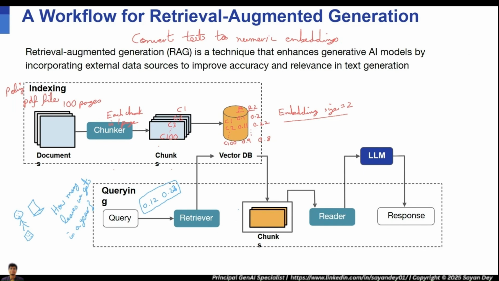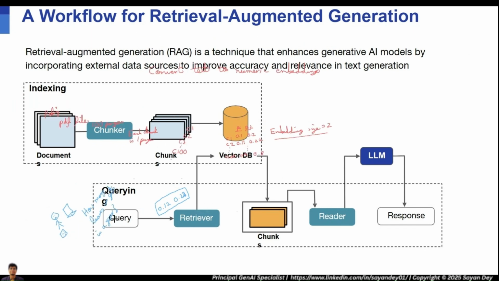And now the retriever module will go and check in the vector DB which of the chunks this question is similar to. So whatever question we are asking here, which of the chunks does this question correspond to? And that is how the retrieval will happen. So based on the question that the user is asking, I think this is understandable.